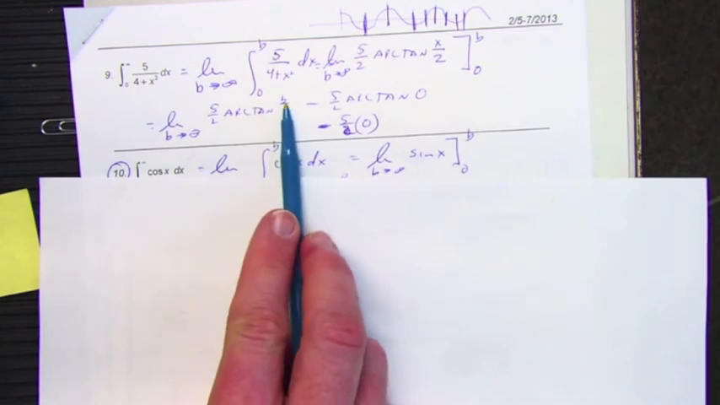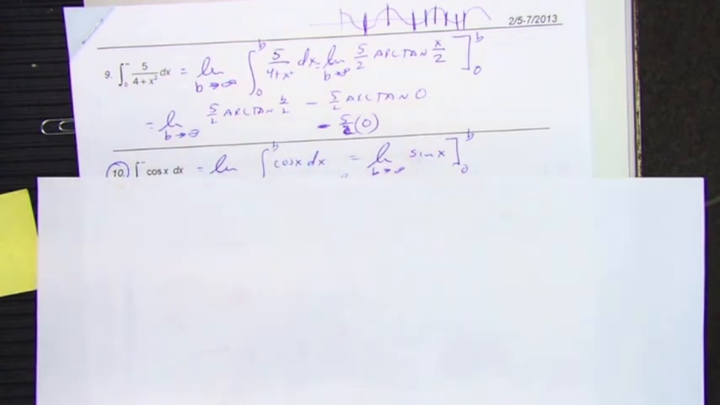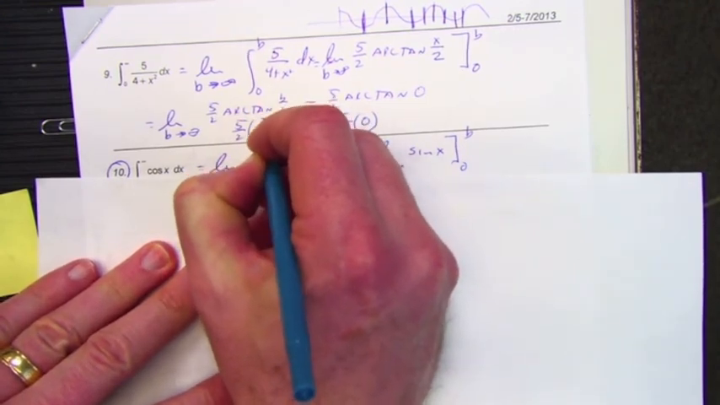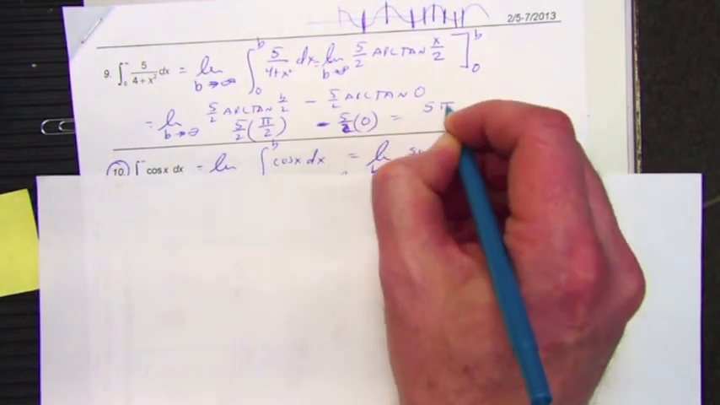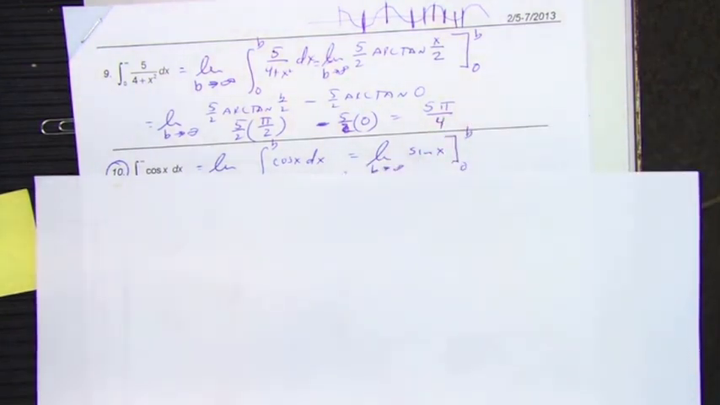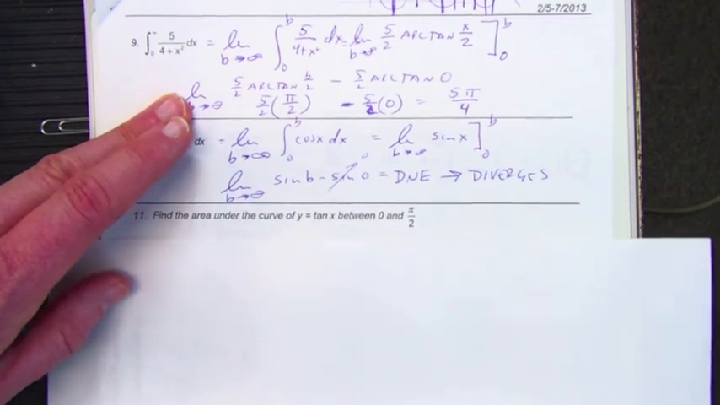Okay. The second one is this. This is as b goes to infinity. That's saying where is the tangent infinite, or where is the slope infinite? That's at what angle? When it's vertical, right? Pi over 2. So I get 5/2 times pi over 2. So what does that become? 5 pi over 4. Maybe that's a way I could approximate pi. Maybe, maybe not.